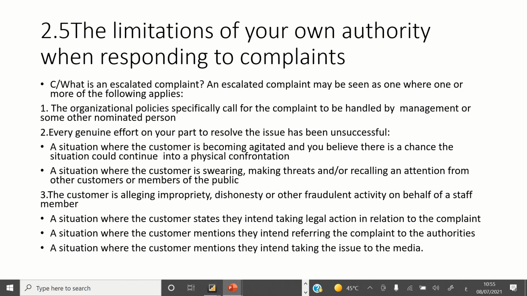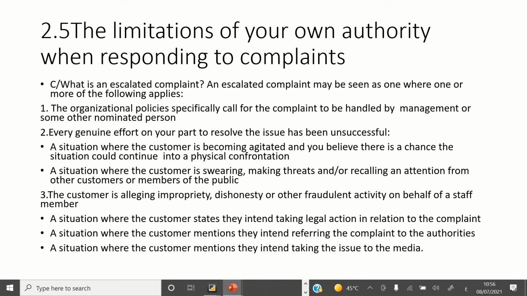So what is an escalated complaint? We can define it as a complaint that cannot be resolved by a simple person or a receptionist. For example, the organization's policies specifically call for the complaint to be handled by management or some other nominated person. Like, for example, if there is a missing product or a missing object in the guest's room, it's out of the authority of the reception. The management needs to be involved in this complaint as it raises another problem: the security and the name of the hotel. So the managers need to be involved in this case.